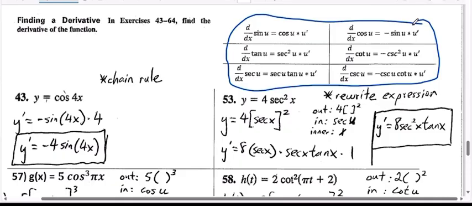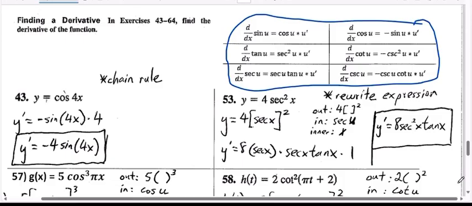So, when differentiating sin u, it is going to be cos u. Differentiating cos u is going to be negative sin u. Differentiating tan u is going to be sec squared u. Differentiating cot u is going to be negative cosec squared u. Differentiating sec u is going to be sec u tan u. And differentiating cosec u is going to be negative cosec u cot u. So just wanted to take note of that.